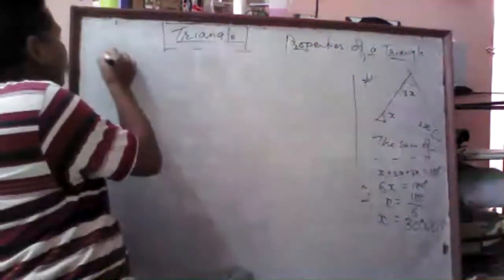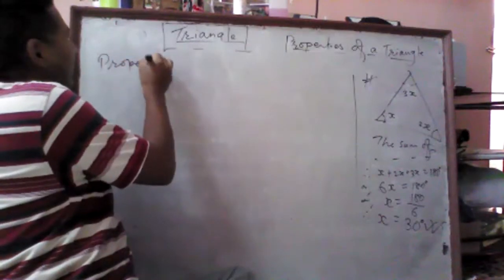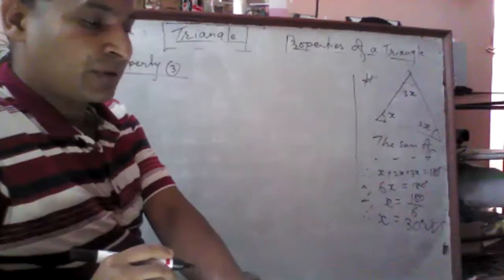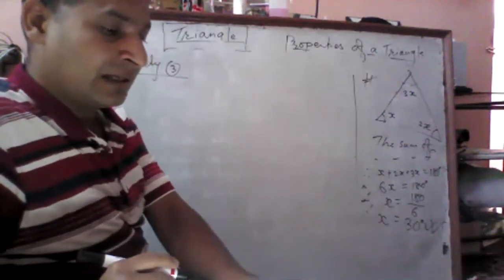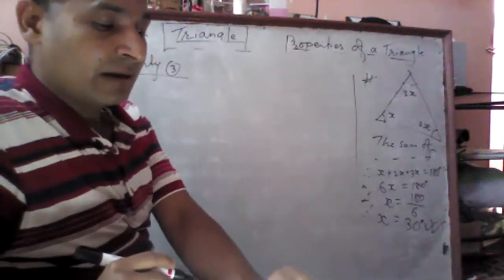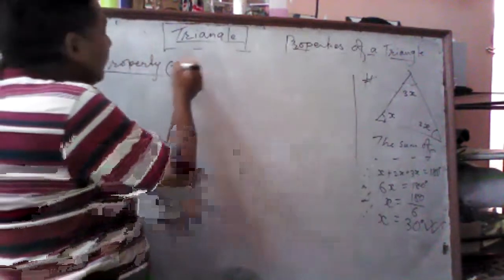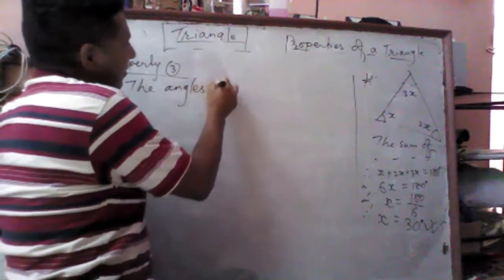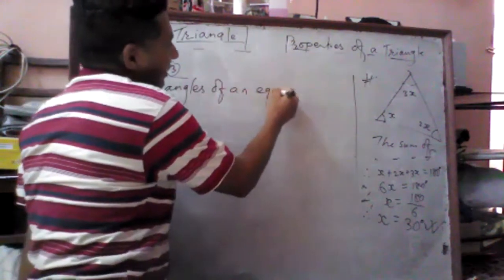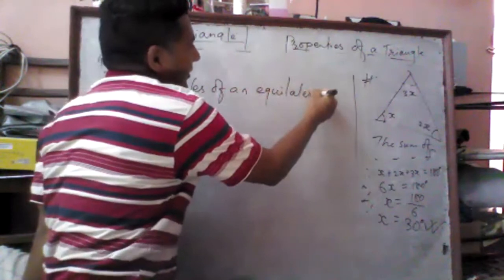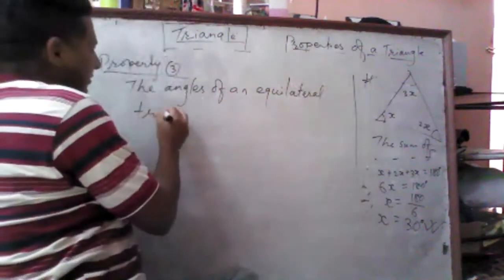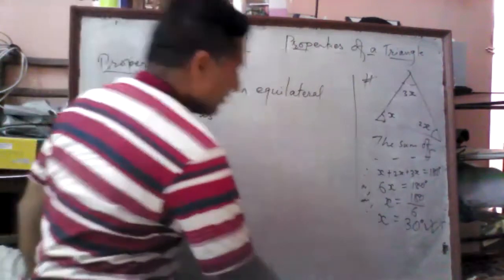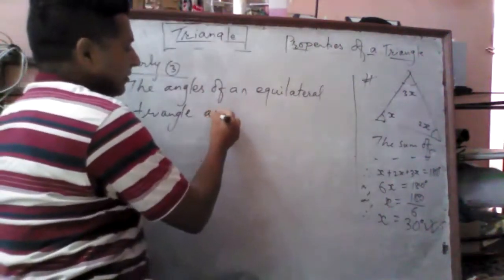Yes, this is property number 3. The property of the triangle we are learning about is that the angles of an equilateral triangle are equal.